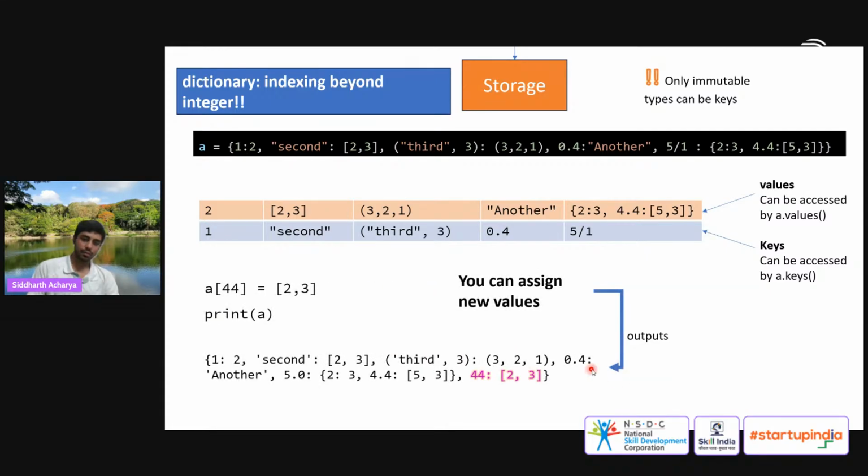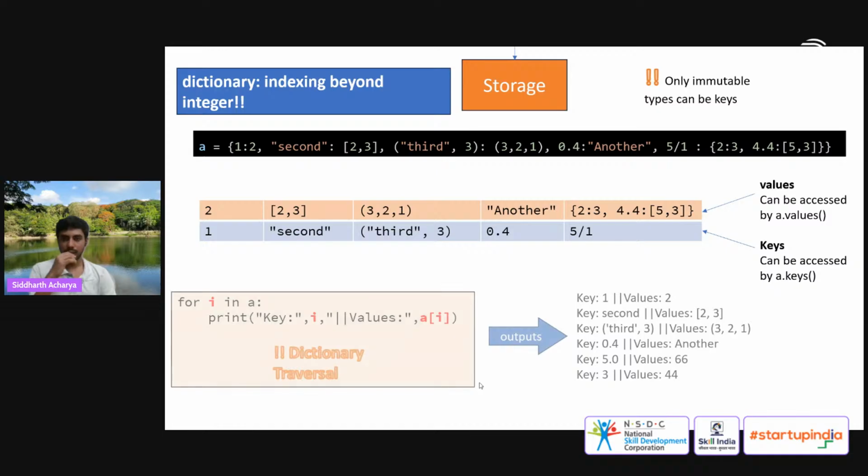We can assign new values as well. You can assign a new key-value pair. You just write 44. 44 is not present here anywhere. We assign it a value, and when we print a, this 44 gets added at the end. Although it's unordered, it still gets added at the end. It's convenient for Python, so it adds it at the end of the dictionary.